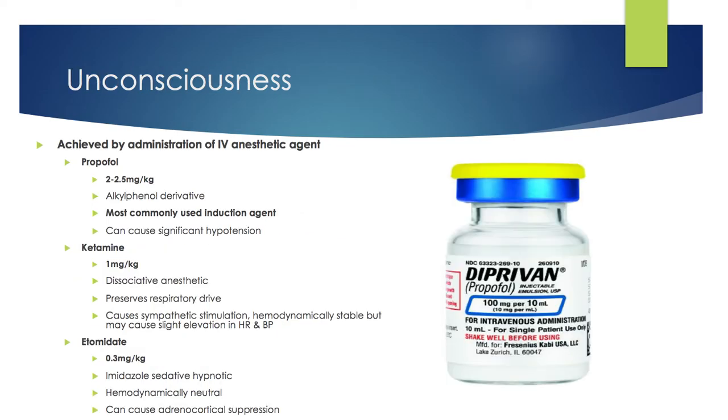The next step is to render the patient unconscious. This is achieved through the administration of an IV anesthetic agent such as propofol. Under some circumstances, ketamine or etomidate may be appropriate depending on the situation or patient condition. However, propofol remains the most commonly used IV anesthetic agent.